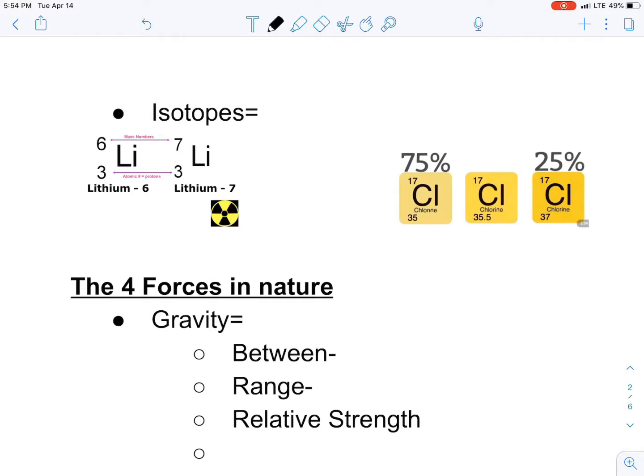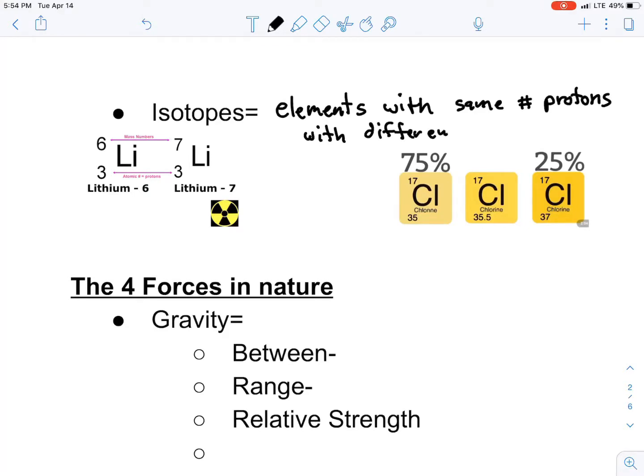Isotopes are elements with the same number of protons, I think I just said this exact thing, with different numbers of neutrons. Okay, what does that mean? It means it has a different weight, or a different mass, I should say, right? So the mass is different.